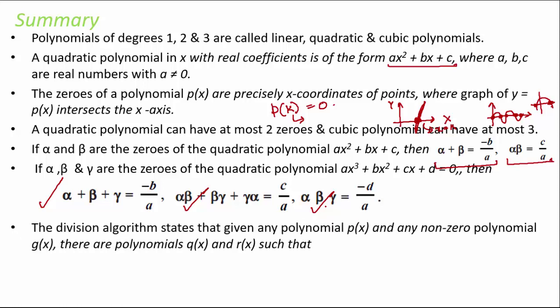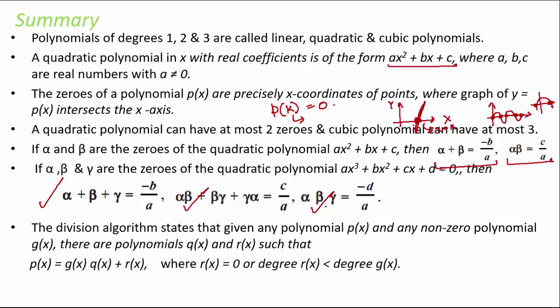The division algorithm states that given any polynomial p(x) and any non-zero polynomial g(x), there are polynomials q(x) and r(x) such that p(x) is equal to g(x) into q(x) plus r(x). So if you remember, we learned about something like this: dividend is equal to divisor into quotient plus remainder. So here it is exactly the same thing, just that each of these things is replaced by a polynomial. So p(x) is the polynomial which is equal to the polynomial which is dividing p(x) multiplied by the quotient polynomial plus the remainder polynomial. So that's the division algorithm.